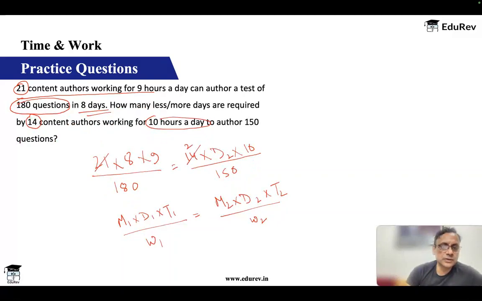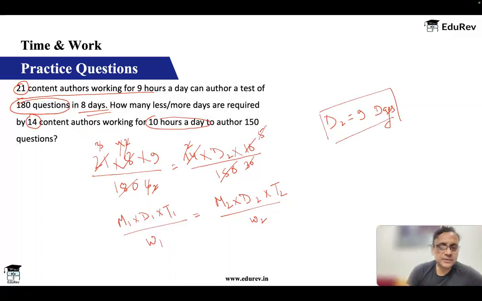This is 2. This is 3. This is 4. This is 5. This is 30. This is 6. Okay, this is 2, this is 2. This 2 also gets cancelled. So D2 is equal to 9. They need to work for 9 days.